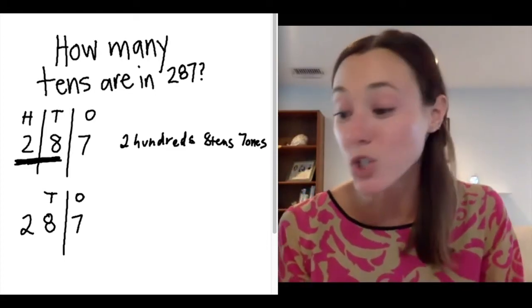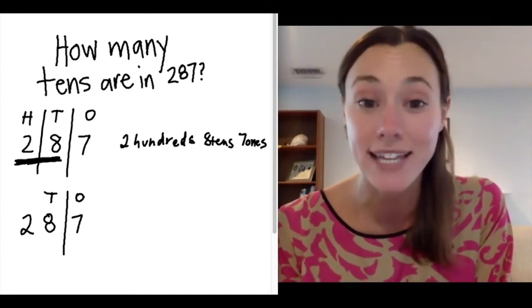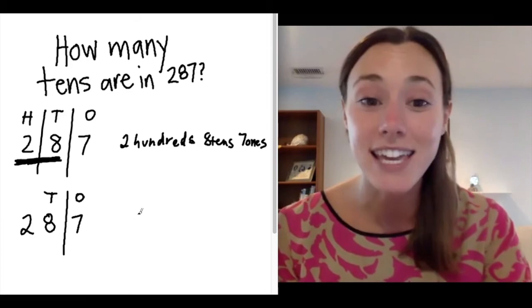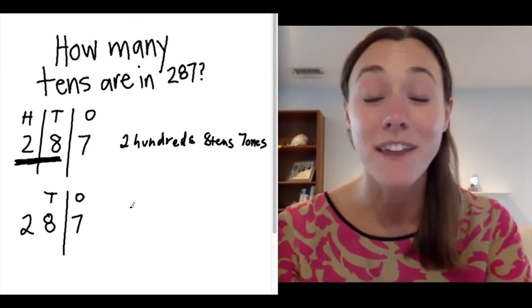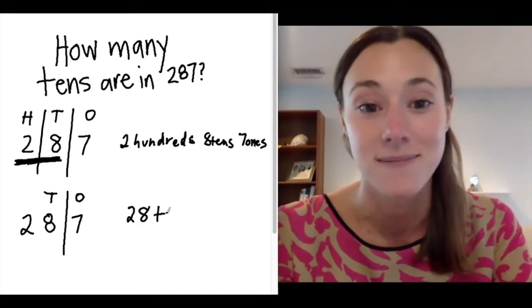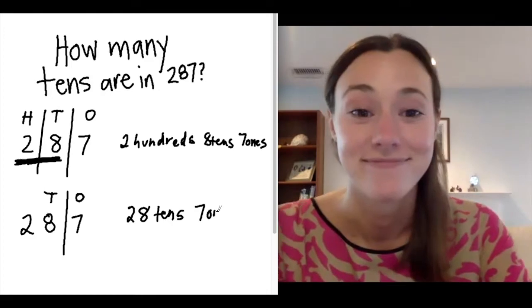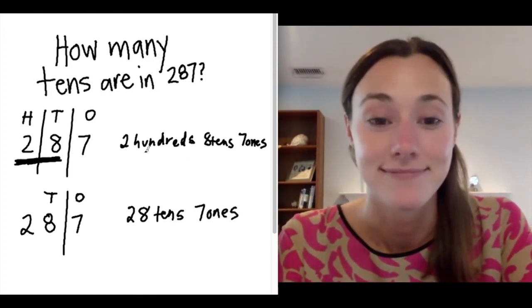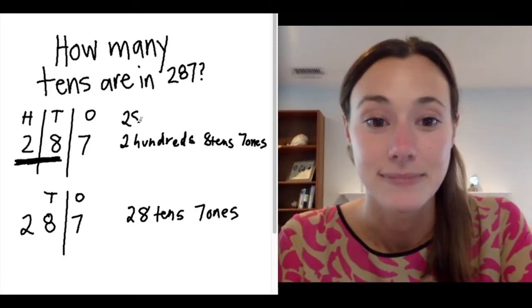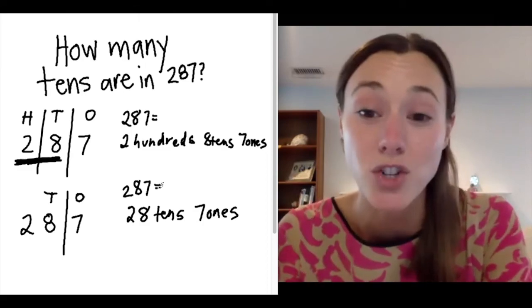So once you put 287 into your new place value chart, just with tens and ones, you can see in the entire number, there are actually 28 tens and 7 ones. Awesome. This is so great. So this equals 287, and this equals 287. Exactly. It just depends on how you want to describe the number.